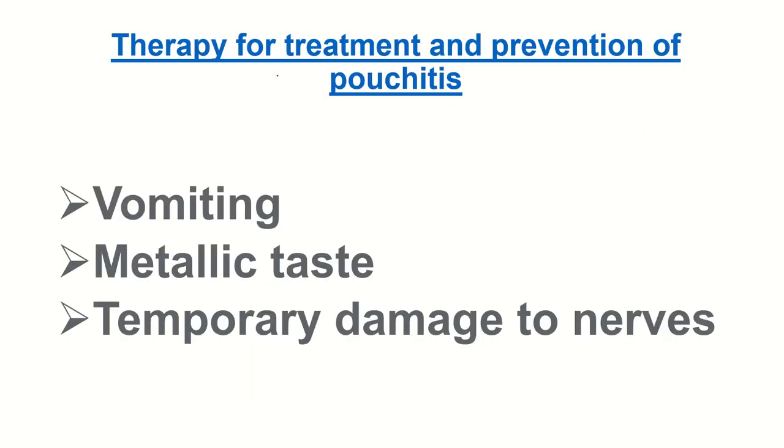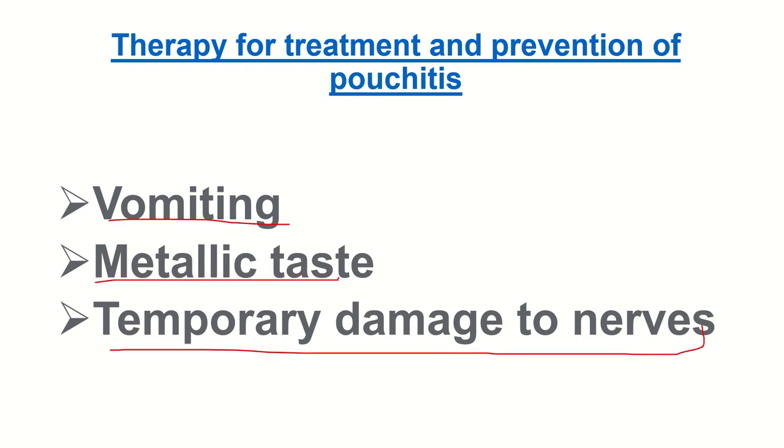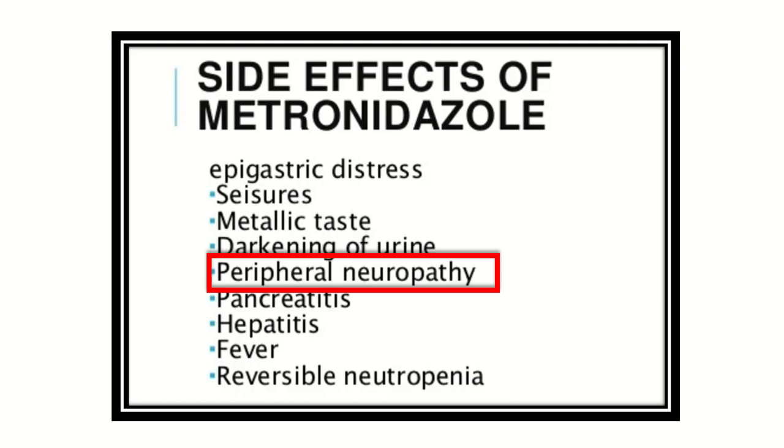Here we can see metronidazole as the therapy for treatment and prevention of pouchitis. The side effects are vomiting, metallic taste, and temporary damage to the nerve. Among them, I think the most important side effect is metallic taste. The person who takes metronidazole, only he or she can experience the metallic taste of the metronidazole.